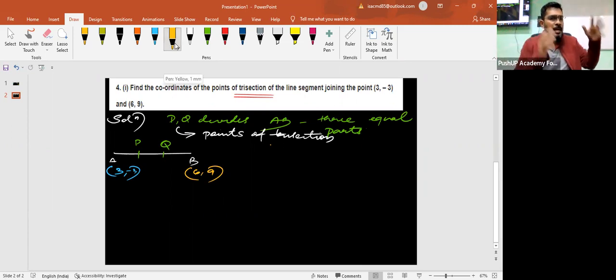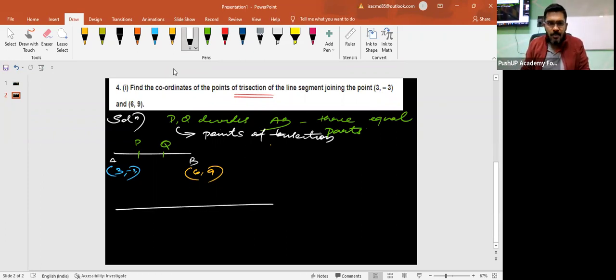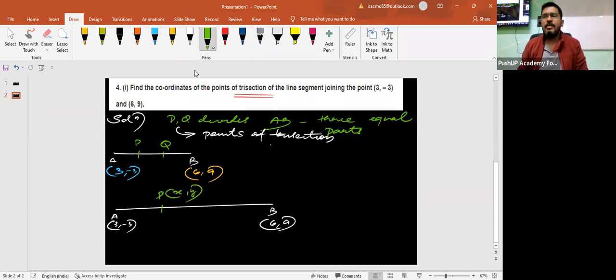That means AP, PQ and QB, these 3 line segments are equal. Equal in size. Now they are asking us to find the coordinates of P as well as Q. Now children, I will draw one more line segment which is a little bigger. Here I have point P whose coordinates I don't know, and that is exactly what I have to find. Let me assume it as (x, y).